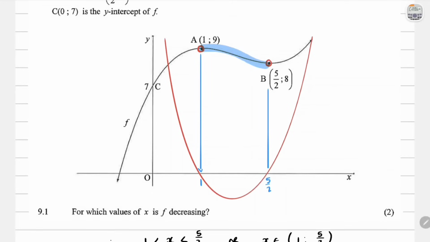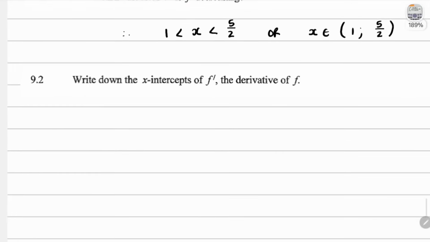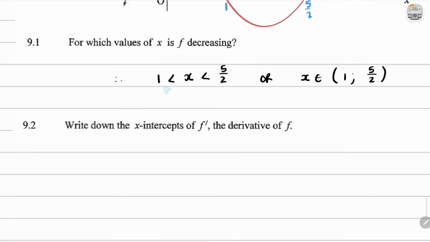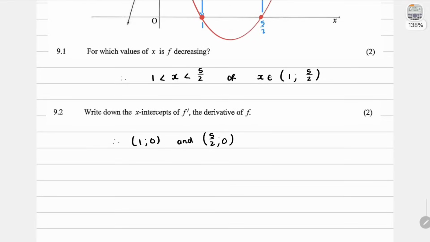And what will happen here is the x-intercepts are going to have the same x values as that of your turning points. So the answer to this, the x-intercepts of the derivative of f, would be 1 and 5 over 2. So that's going to be (1, 0) and (5 over 2, 0) since they are x-intercepts. And that is our answer.